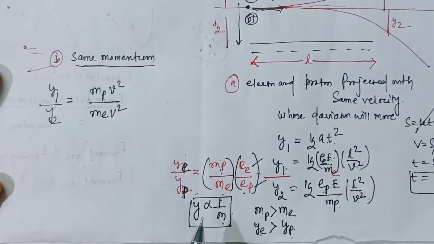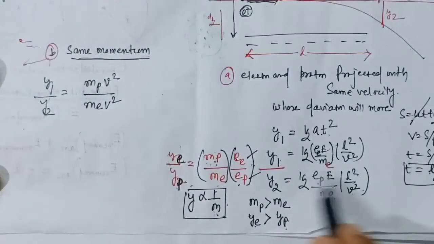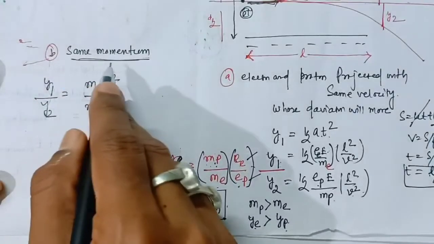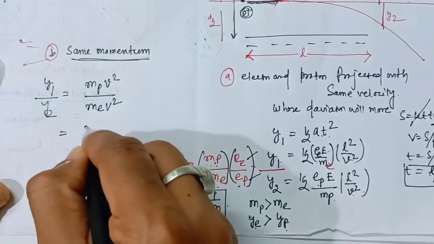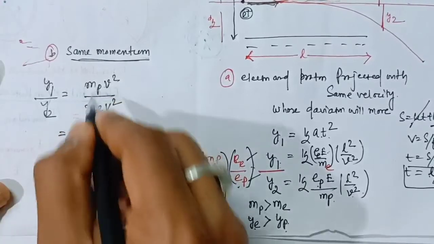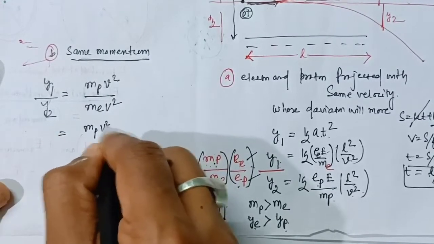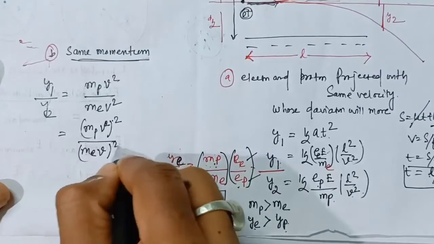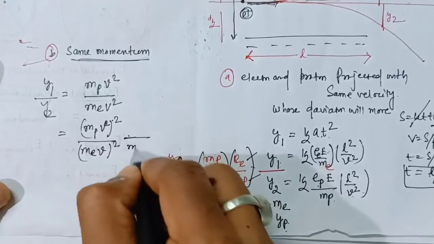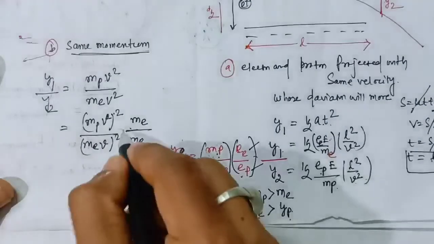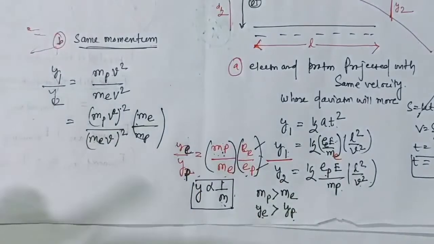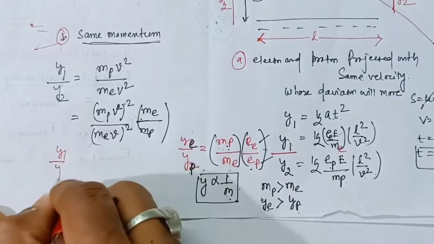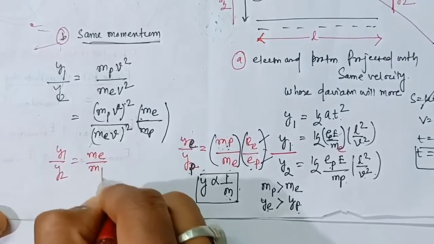And the question is already framed: they are projected with the same momentum. Please make a ratio here. Everything will cancel out, and the rest will be like this. If the electron and proton are projected with the same momentum, I must write it as mp v whole square and me v whole square. So I have to divide by one mp here and multiply by one me here. This is simple mathematics. Both have the same momentum, so this parameter will cancel out. So y1 by y2 equals me by mp.